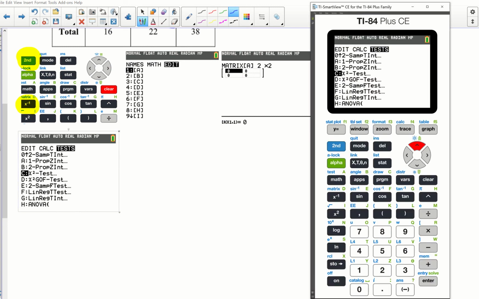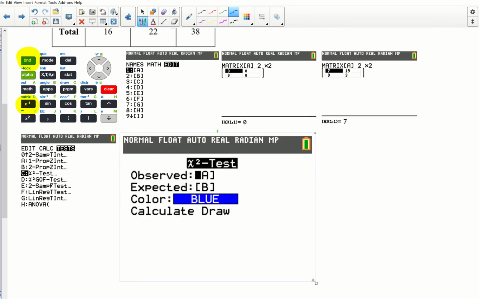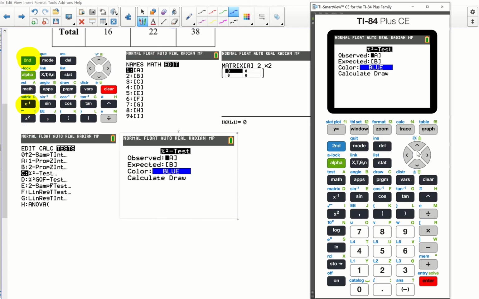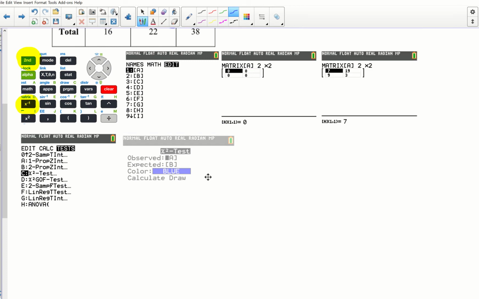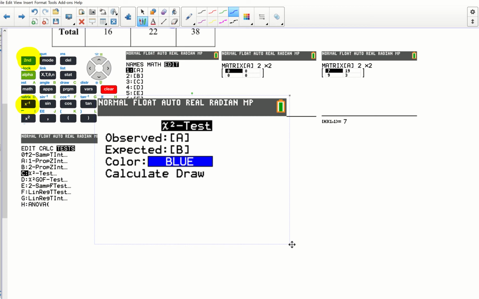All right. So hit enter on that one. And it brings you into this menu where it says observed and expected. And it has 2 matrices identified. All right, matrices, plural of matrix. Let me get rid of this. Get a cleaner one. That's not a cleaner one. That's a cleaner one.